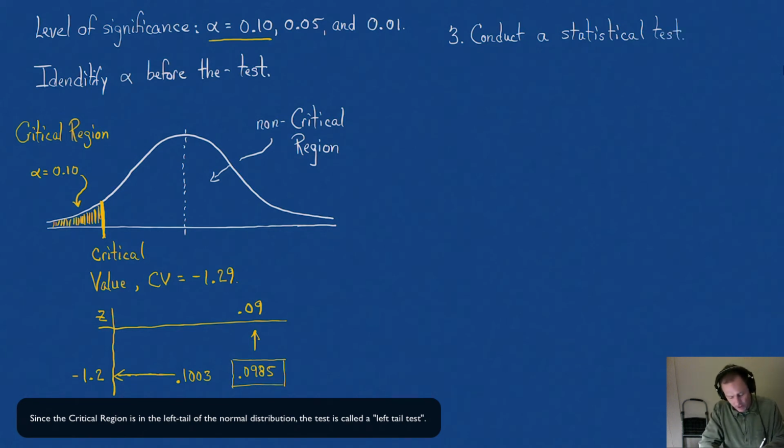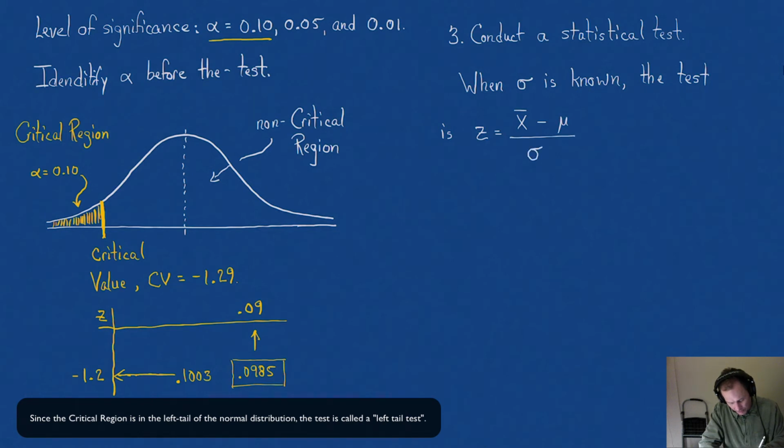Okay, there's a little caveat here, and we just need to identify when sigma is known. Ours is when sigma is known, the test is just a z-score. The test is z equals x bar minus mu divided by the standard error of the mean, which is just sigma sub x bar, where sigma sub x bar is sigma divided by the square root of the sample size, n.